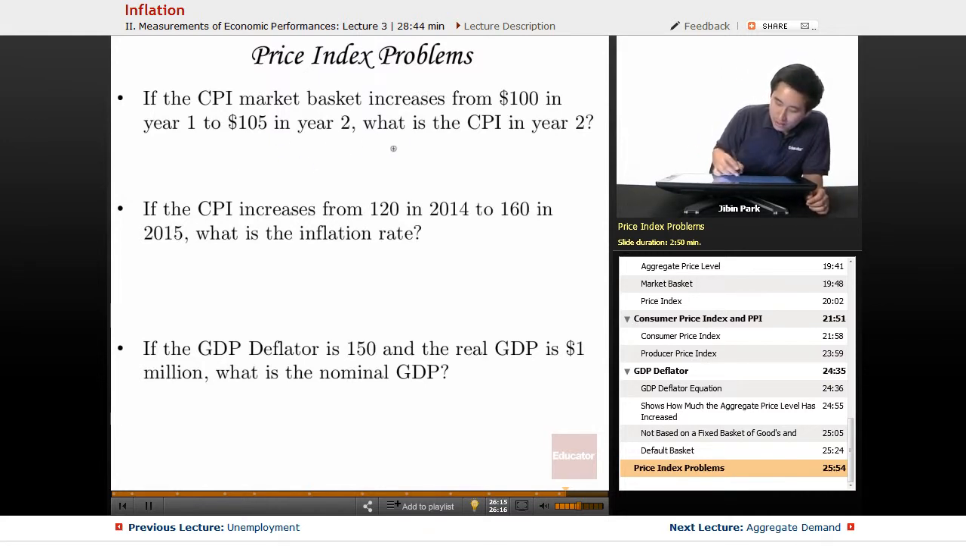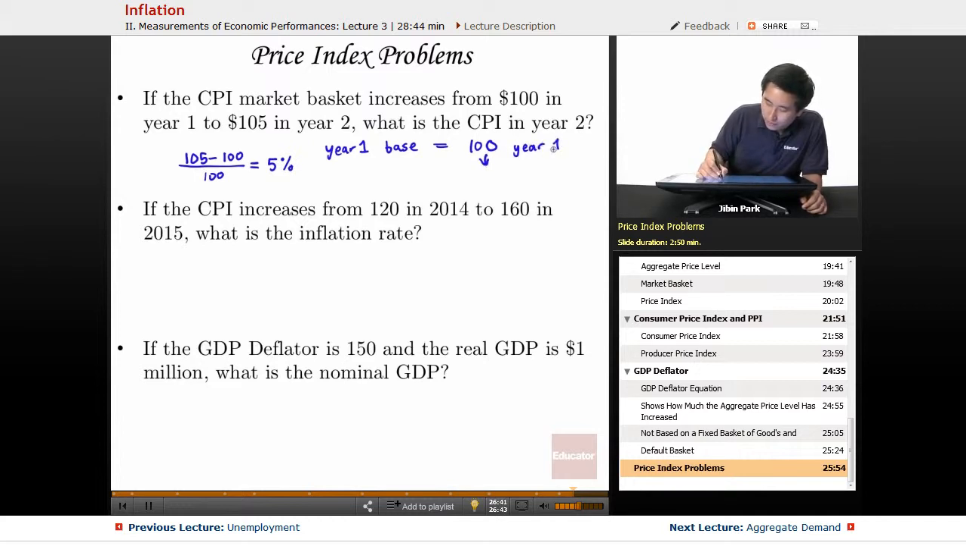So let's take a look here. If the base year is year 1, it's going to be 100. So the inflation rate here is 105 minus 100 over 100. So there's an inflation rate of 5% basically. Year 1 is 100 because that's the base index here. Then in year 2, the market basket is going to be 105. So that's the correct answer here.